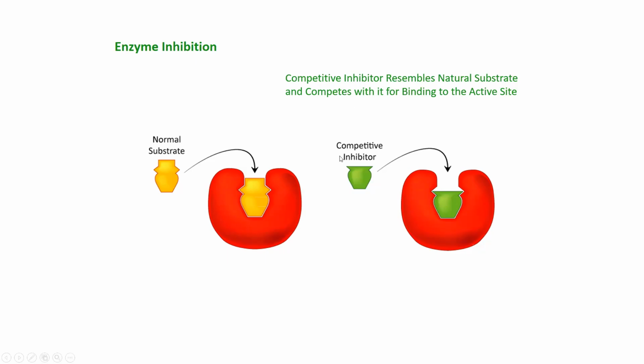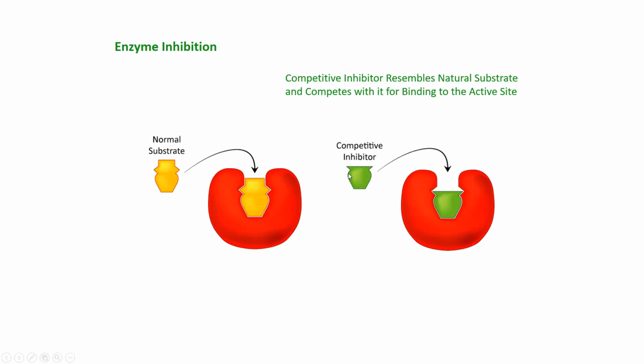There is another kind of inhibitor known as the non-competitive inhibitor. The non-competitive inhibitor does not bind to the same active site. It binds to another site, known as the allosteric site. So for a non-competitive inhibitor, it does not matter how much substrate you add, because the substrate does not bind to the allosteric site. The substrate only binds to the active site.